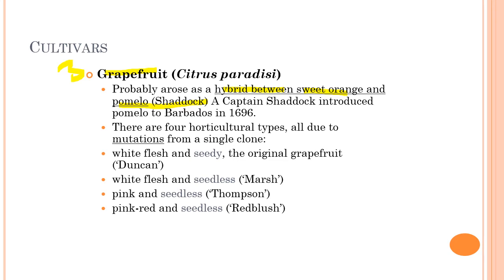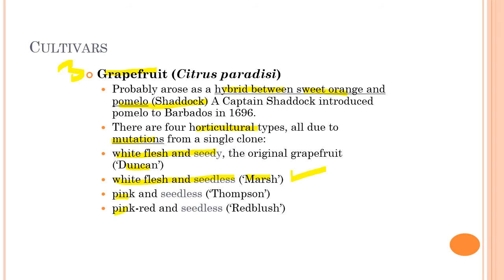They are all 4 types because all are mutations. One is white flesh with seeds. The second one is white flesh without seeds. The white flesh with seeds is called Duncan. The white flesh with no seeds is called Marsh. So it's very common. There's also the pink from inside. If you open the fruit, you find it pink from inside, not white. So we have 2 types of pink.